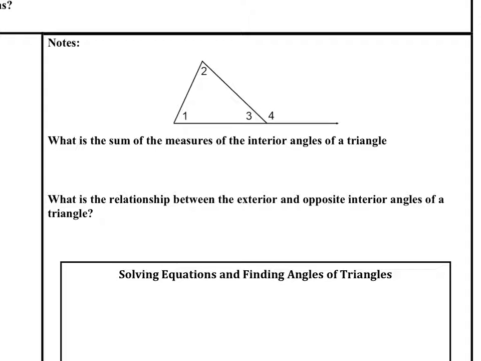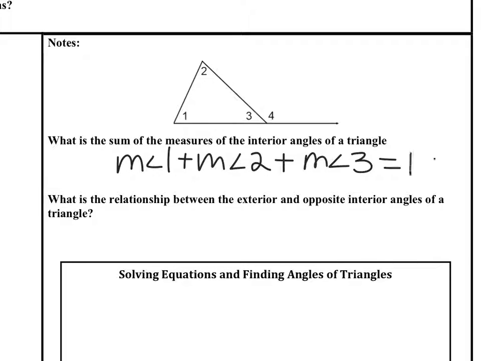They sum to 180, so we'll write just an equation to remind us of that. Measure of angle 1 plus the measure of angle 2 plus the measure of angle 3 equals 180, because 1, 2, and 3 are my interior angles in this picture.